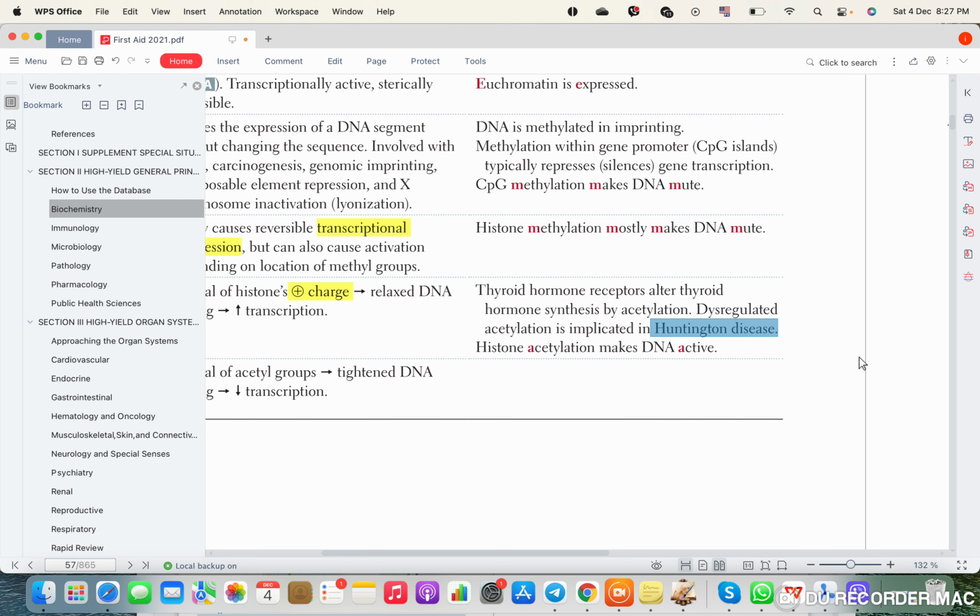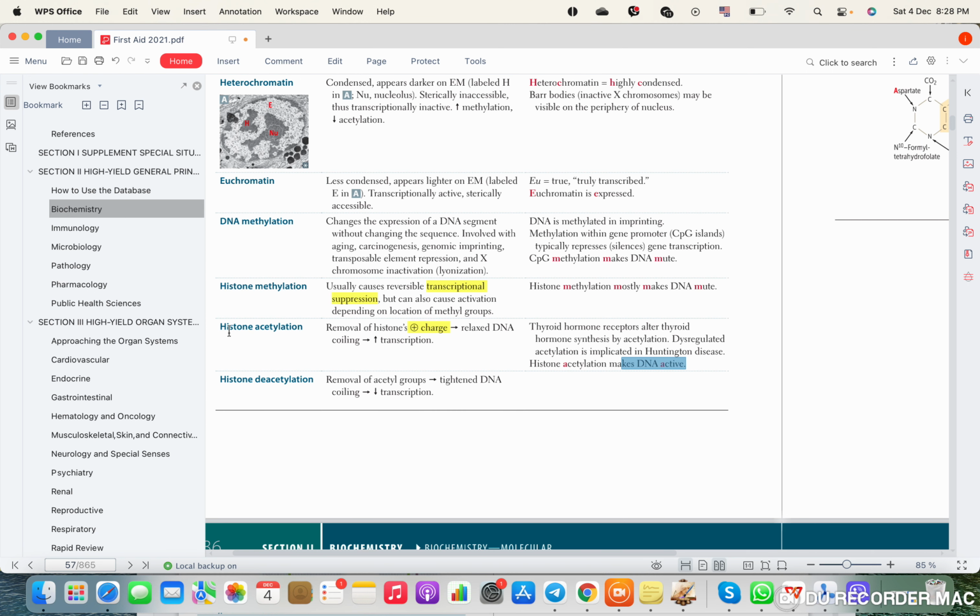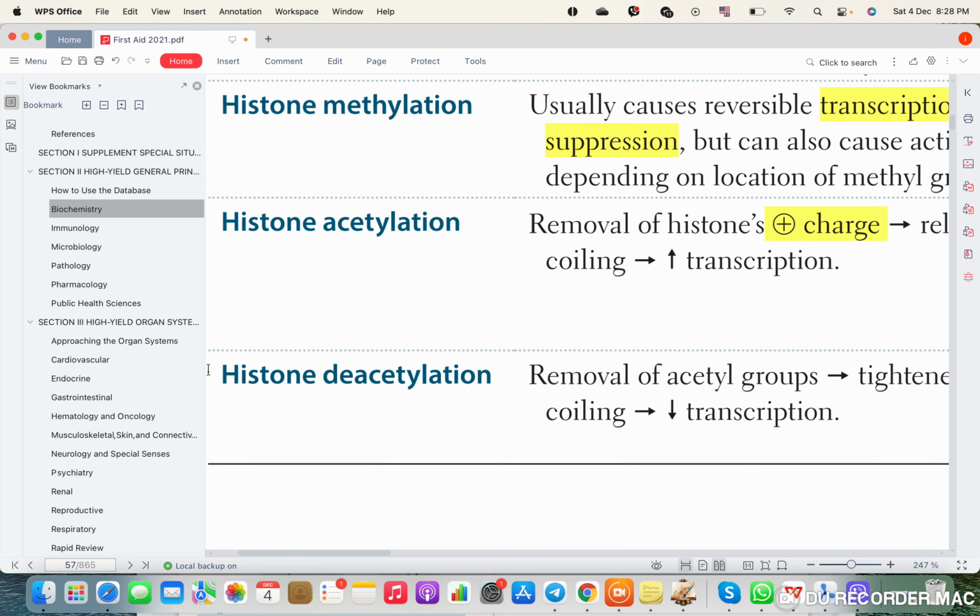In case of Huntington disease, we are going to speak about it in neurology. In that disease, patients tend to have quite a few symptoms like dementia, they are really angry, they have family history of it, and the most prototypical thing to know is the chorea. Chorea is an improper movement of their limbs in which they have jerky movement all over the place. So histone acetylation makes DNA active. So acetylation, activation always. Methylation means muting. Guys, just think about it.